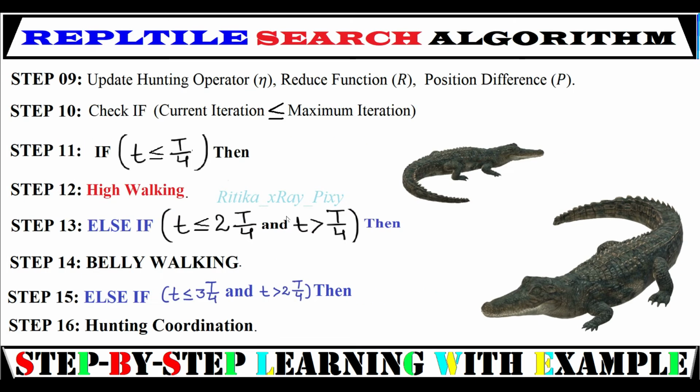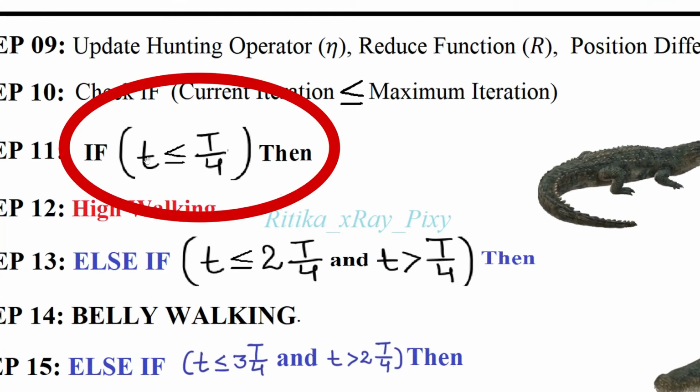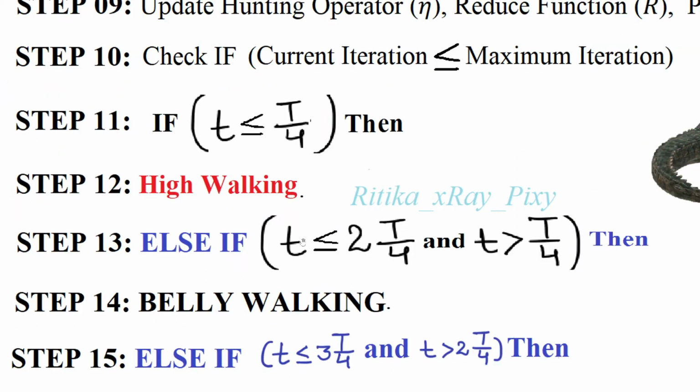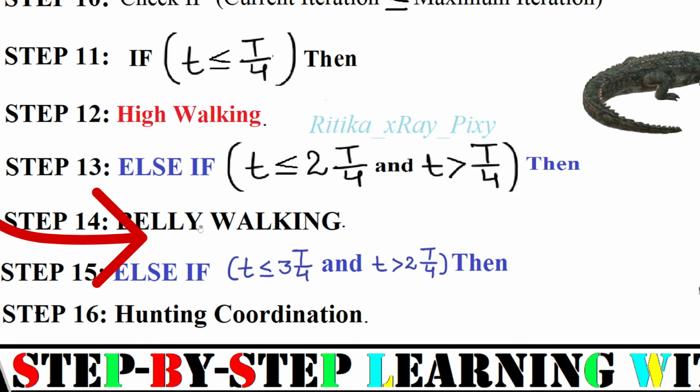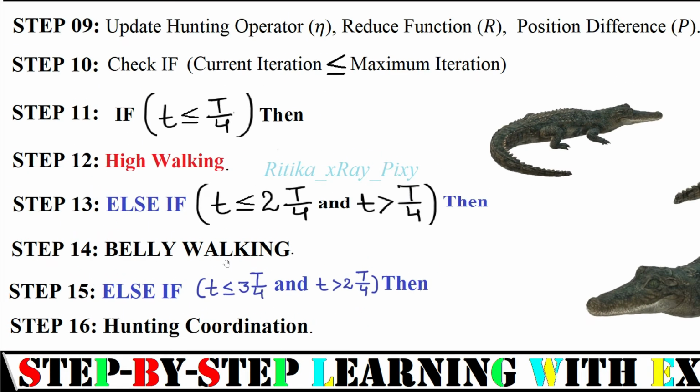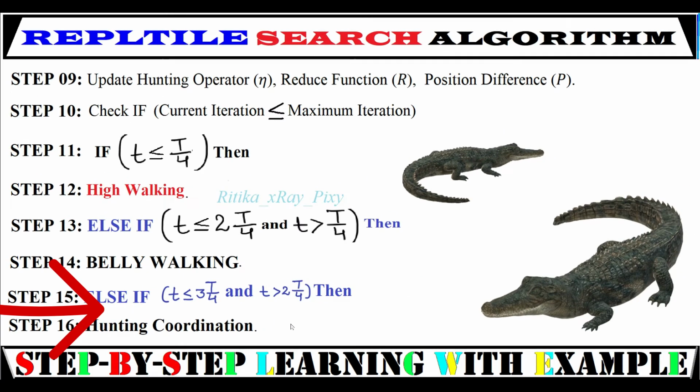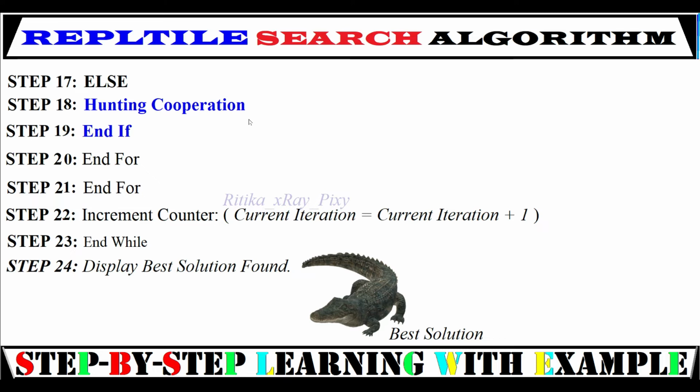In this algorithm first we will check this condition. Here small t is the current iteration, and capital T is the maximum number of iterations. If this condition is true then we will use the high walk search method, else we will check this condition. If this condition is true then we will apply the valley walk search method, else we will apply hunting coordination, else hunting cooperation, and then we will increment the counter in step 22.